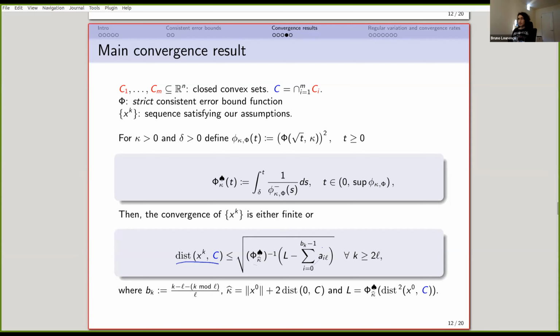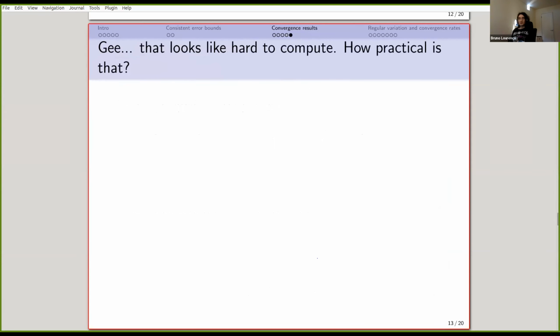And there's no recursion here. So this is just a formula. So you can indeed get a convergence rate from this. Now, as I hinted, this looks very hard to compute. So a very natural question is how practical is it, from an analysis perspective, to actually use this kind of tool. Now, with respect to that, I have a few good news.